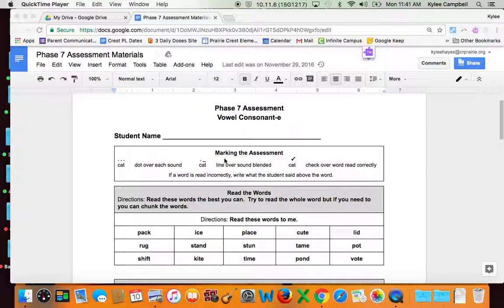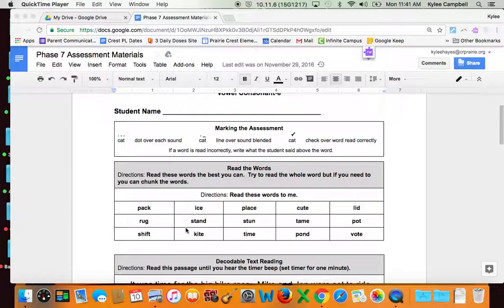Just as a reminder, there is a key towards the top labeled marking the assessment. When we're giving the assessment to students, we really want to think through using the keys as advised above, as teachers are really using and analyzing these assessments on literacy data days to make the best fit placement for each student. So, for example, we'll use this example right here.